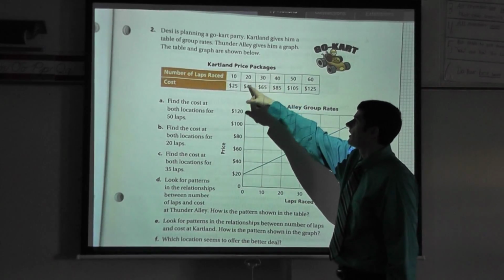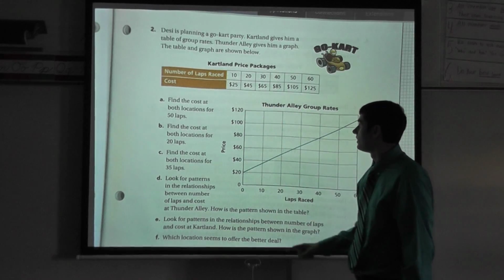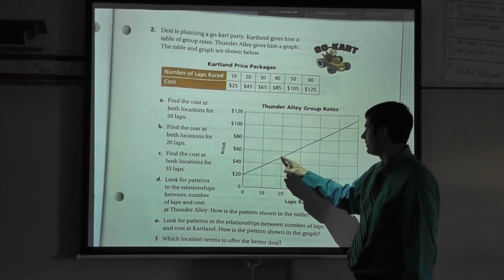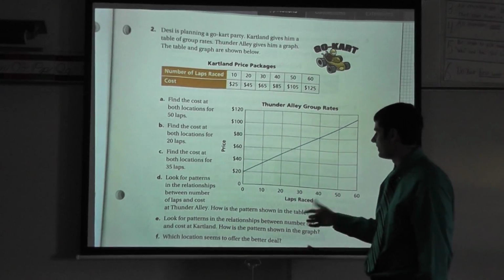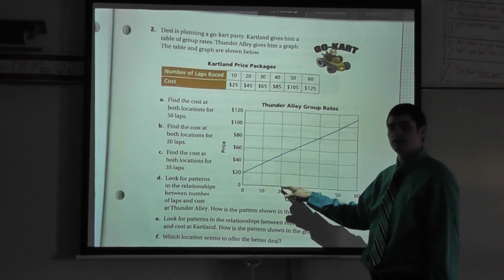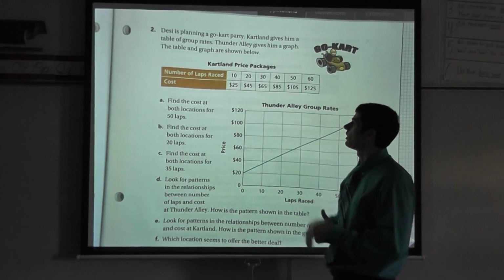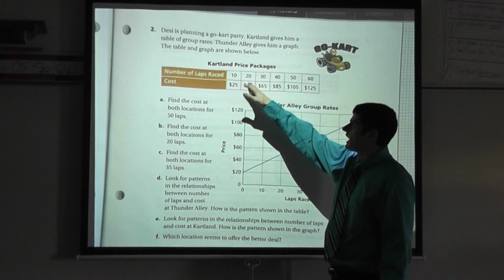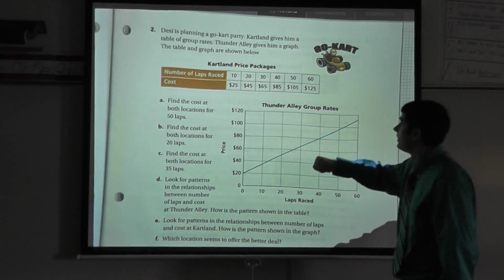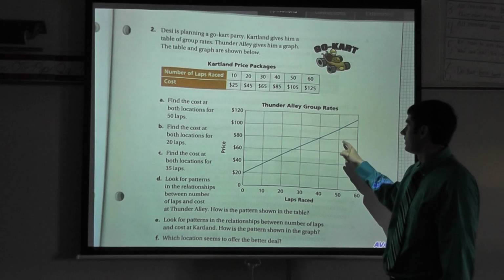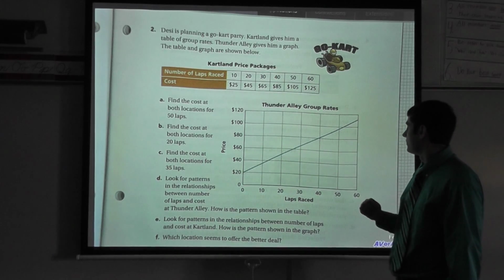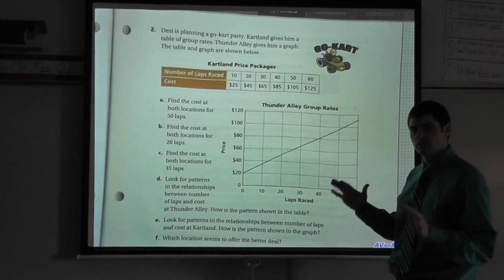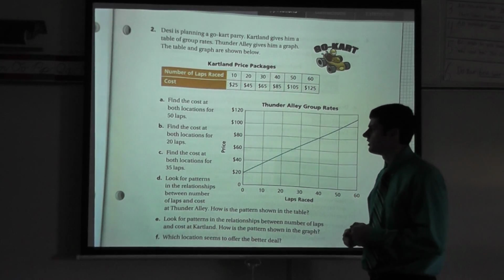B, find the cost at 20 laps. We'll start up here. At 20 laps, this is going to cost me $45 at Cartland. At 20 laps here, this is about halfway between 40 and 60, so I would say it's about 50. So to do 20 laps here, it's going to cost me $50, but it's going to cost me $45 there. So it's kind of interesting. For 20 laps, it was cheaper at Cartland, but for 50 laps, it was cheaper at Thunder Alley. So very interesting to look at that. There's two different advantages here.